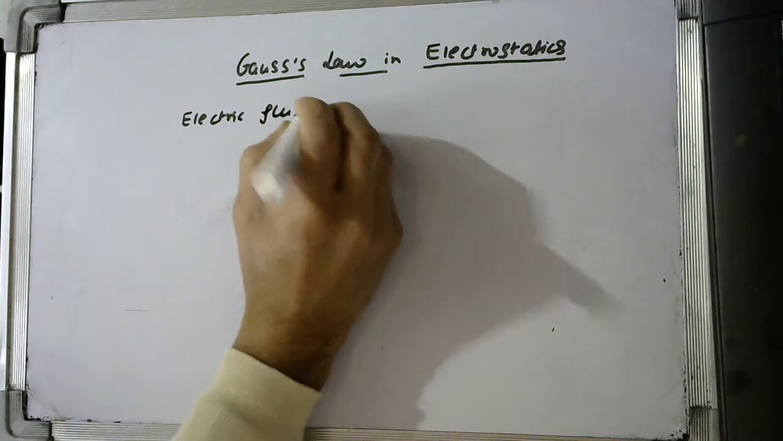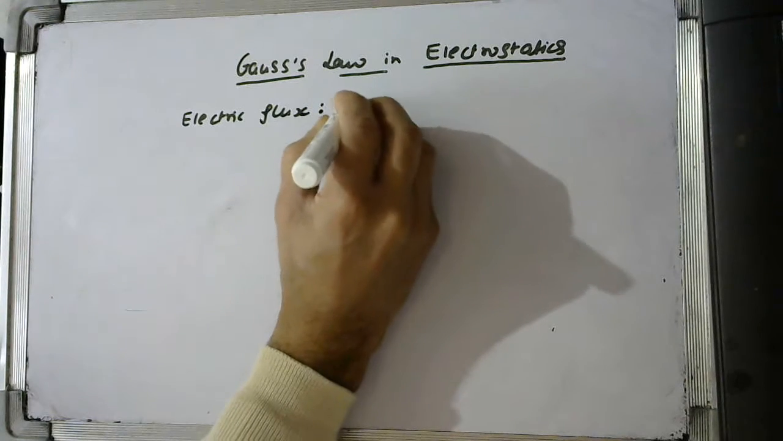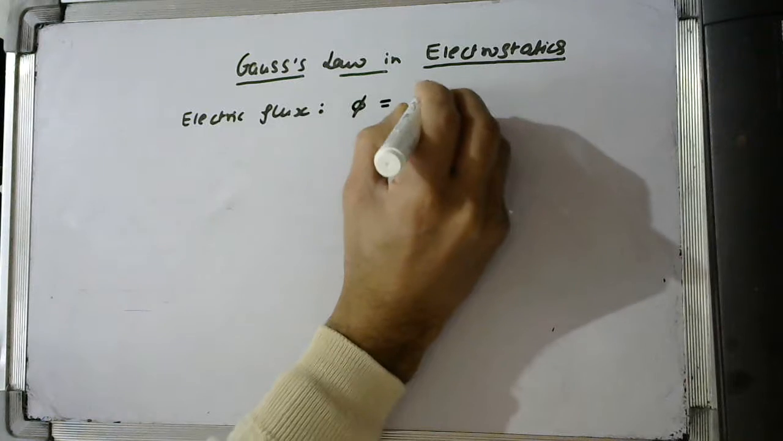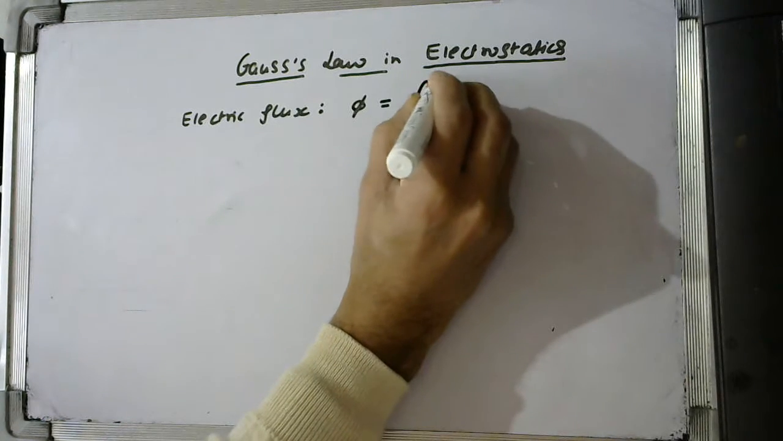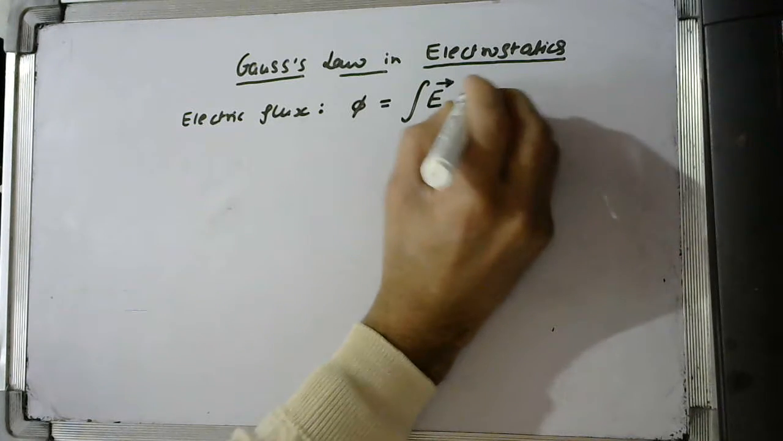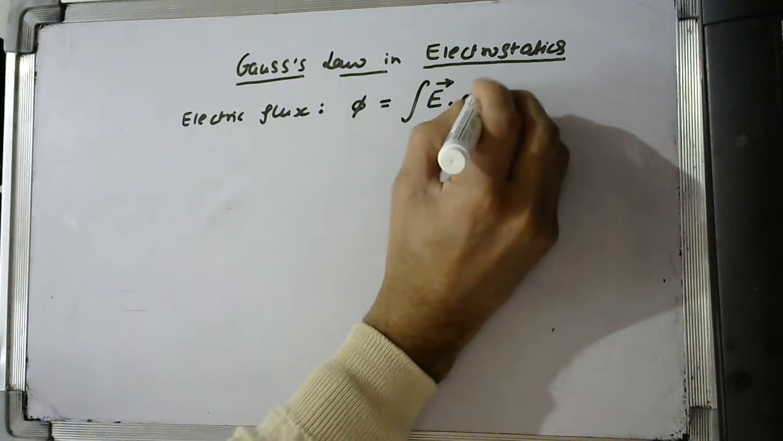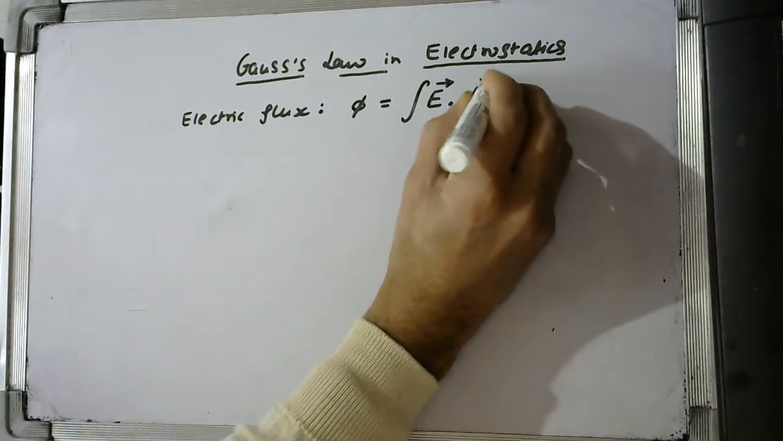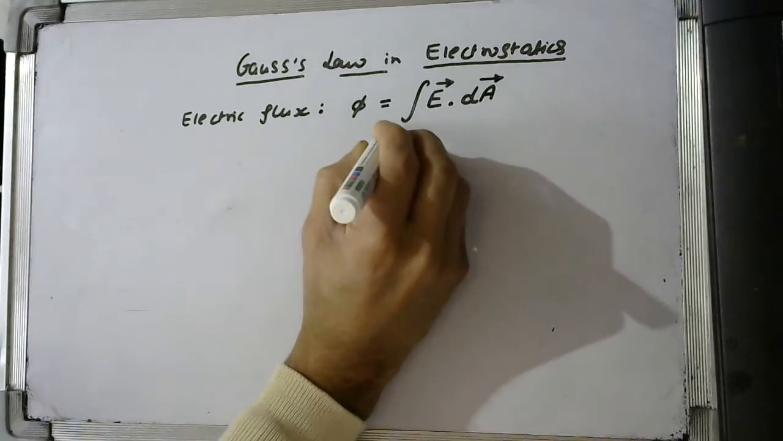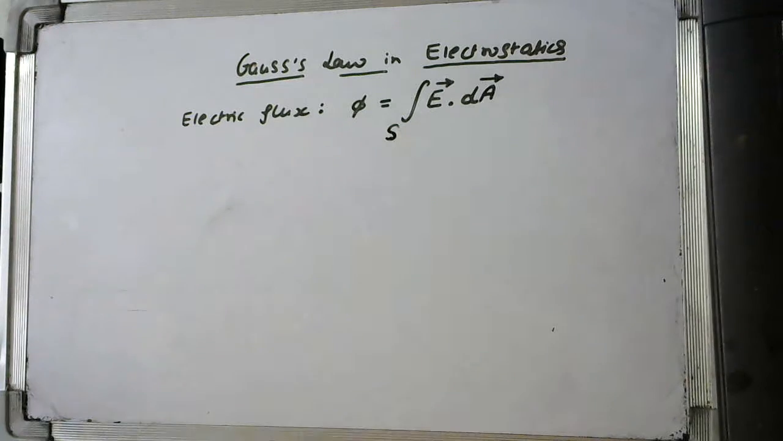Electric flux through a surface is defined as the integral of electric field with respect to area of the surface, for any given surface.